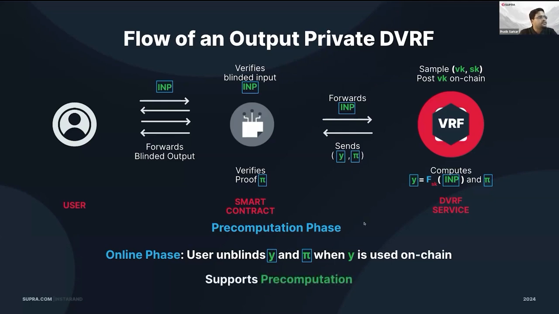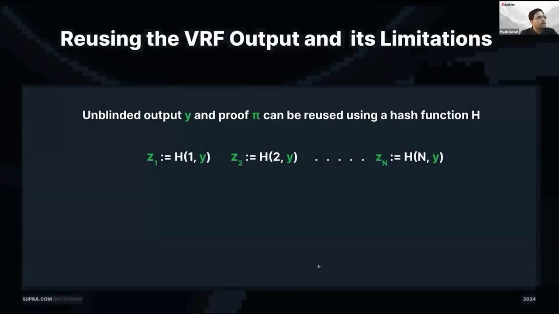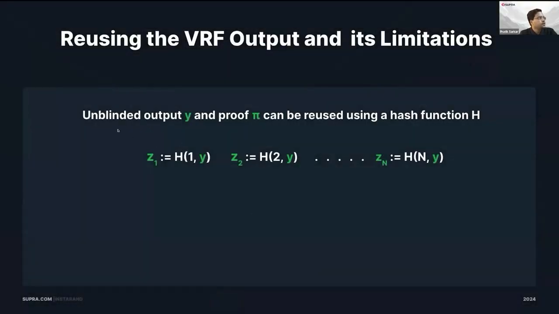As you can see here, this supports pre-computation because the entire VRF computation is performed in the pre-computation phase. Say you can perform this VRF protocol at midnight, and in the morning when you want to play some game, in the online phase, you will just unblind the output and use it. So this supports pre-computation. Now, what about reusing the output? In the output private DVRF, as you can see, the client can reuse this output Y to generate multiple outputs using a hash function H. This hash function is modeled as a random oracle. So how does it work?